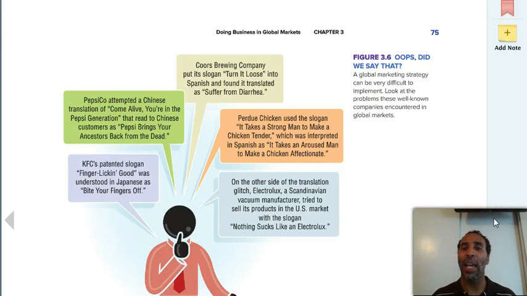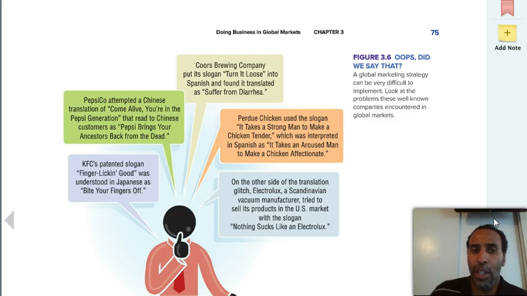So here's your time to laugh. Oops, did we say that, right? So these are all the mistakes that people made because they didn't translate things right. If you want to open up in another country, get somebody from that country there that speaks the language. Not my advice to get somebody from here that may have a translation of a couple words wrong.